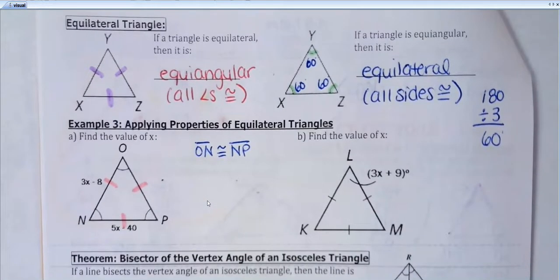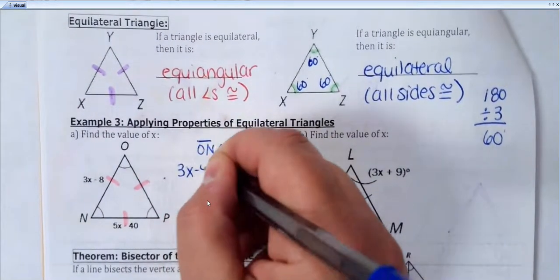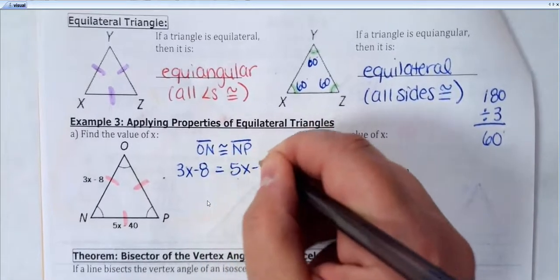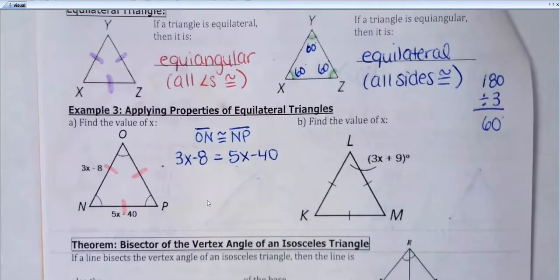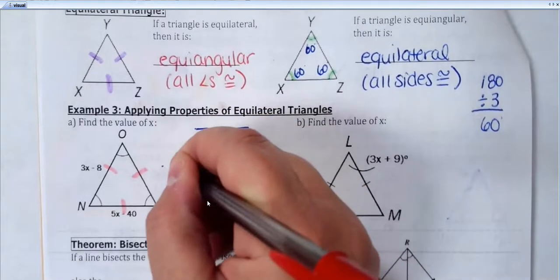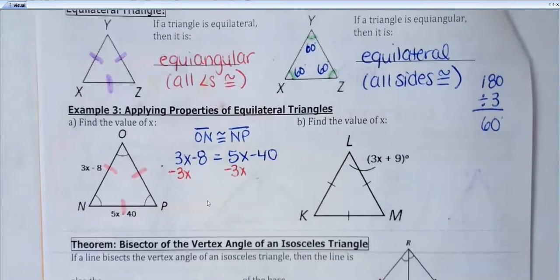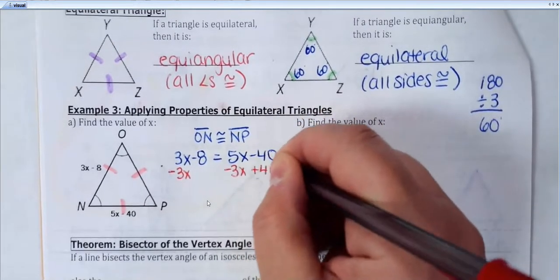So if I want to solve the question, literally all I'm going to do is put in these expressions. I'm going to do 3x minus 8 has to be equal to 5x minus 40. Completely up to you how you want to solve this. I'm just going to do it real quick. I'm going to try to keep my variable positive, so I'm going to subtract 3x from both sides. And just to save myself some space, in that same step, I'm going to add 40 to both sides.